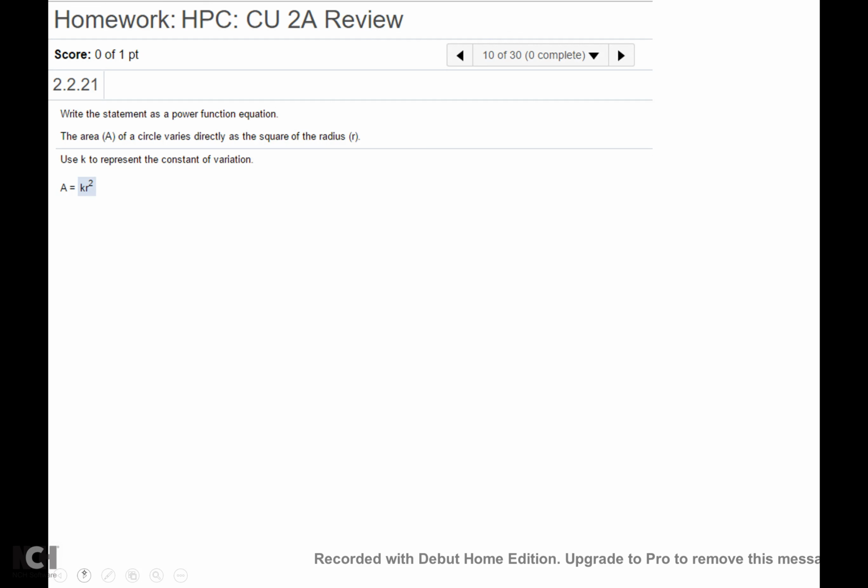The statement is a power function equation. It says the area A of a circle varies directly as the square of the radius. If they say directly, that means A and whatever it's varying with, if you look at it as fractions, both have to be in the same position in their fractions. So they're both on top, which means I don't need the fractions. And don't forget you always have some constant of variation, which is why they're getting the k.